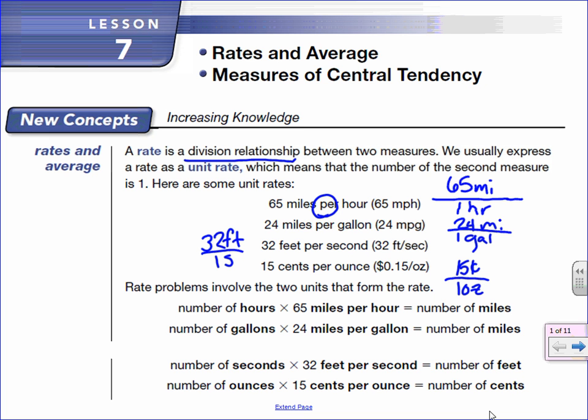Rate problems involve the two units that form the rate. So you can go backwards, and if you were to multiply the number of hours times 65 miles per hour, you would know how far you've gone. So if somebody travels 65 miles an hour for 1 hour, 65 times 1 would tell you they went 65 miles. If someone travels for 2 hours at 65 miles per hour, then 65 times 2 would be 130. They'd go 130 miles. Number of gallons times 24 miles per gallon would give you the number of miles, and so on.